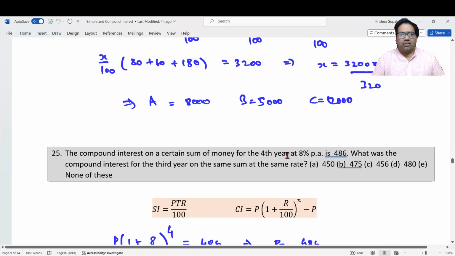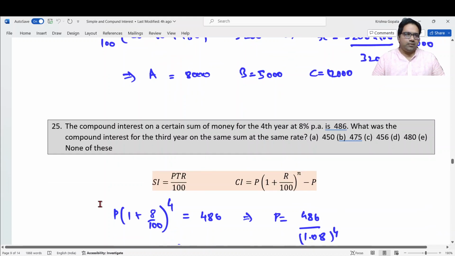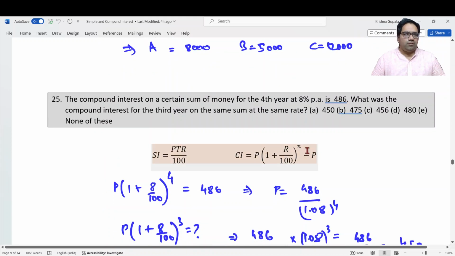Interest rate is given. We are not given what is the principal. Still, we should be able to calculate. Principal is not given. Only what is given is the fourth year at 8%. But still it works. For compound interest, that is a beauty. What is given? P into 1 plus R by 100 whole power n.